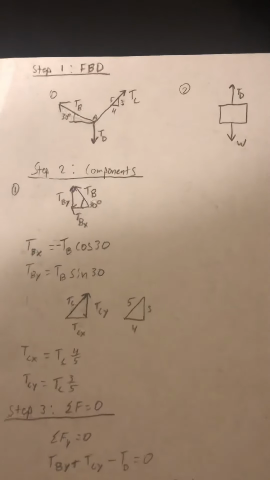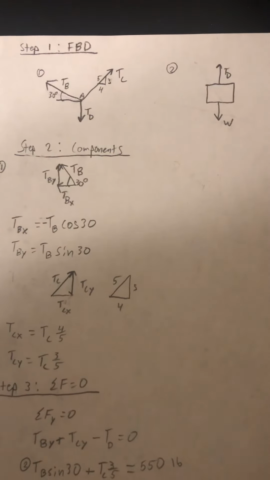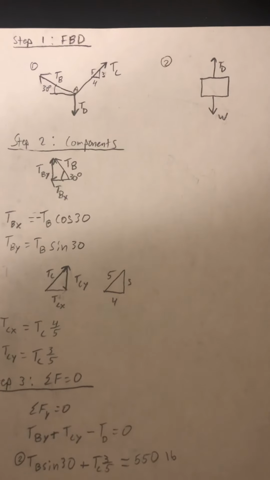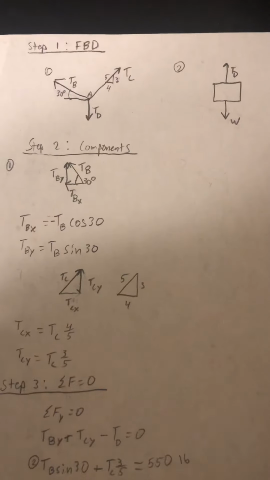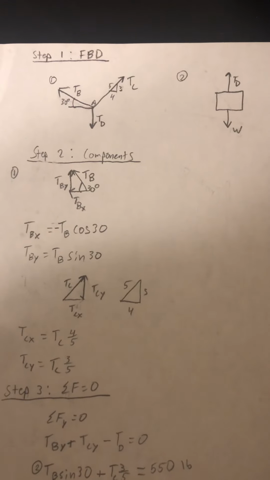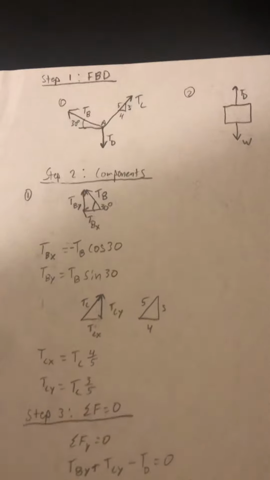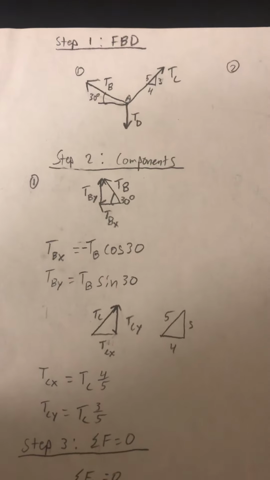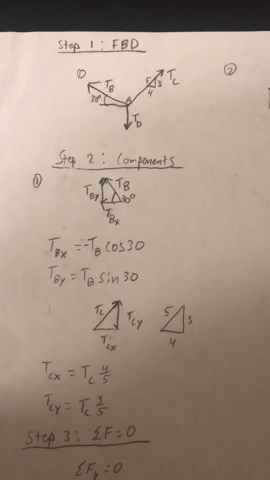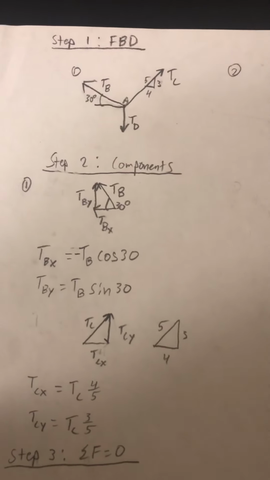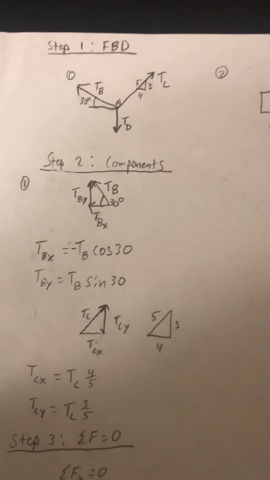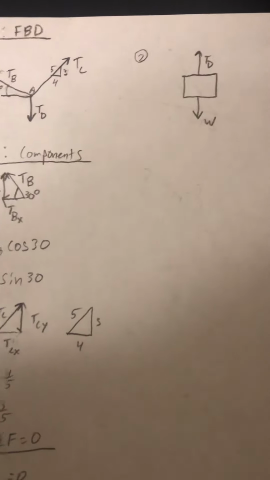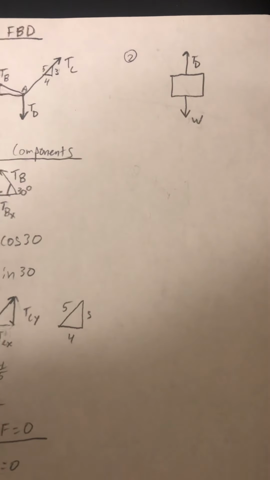So the first step is to always draw the free body diagrams. I drew one of the ring and one of the block. The ring has a tension, labeled TC, going up and to the right. It has a TB going up and to the left, and then it has a TD going down. You want to label the tensions so that you can differentiate them from each other when you're solving.